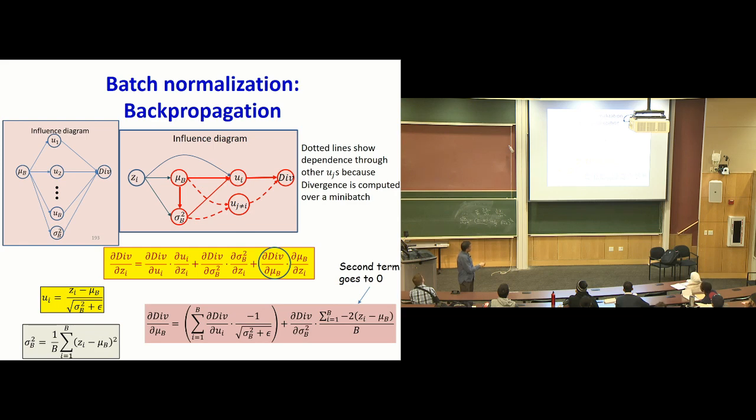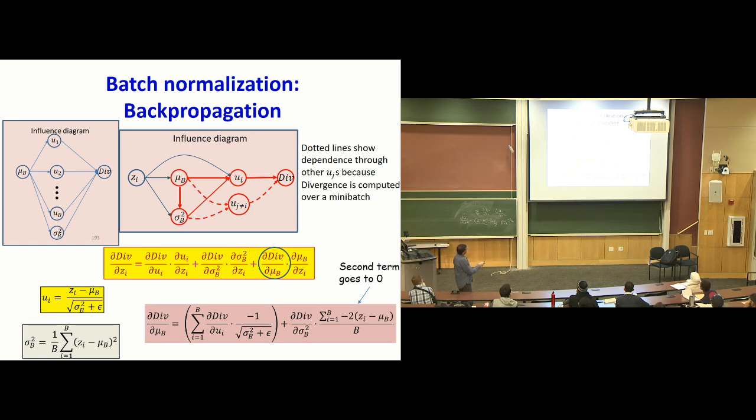It's the derivative of the divergence with respect to u times the derivative of u with respect to mu, which is simply going to be, because it's a minus mu, you get the minus sign and the denominator just remains, right? So this is going to be the sum over all the instances of the derivative of the divergence with respect to u times 1 over sigma squared. This is very easy.